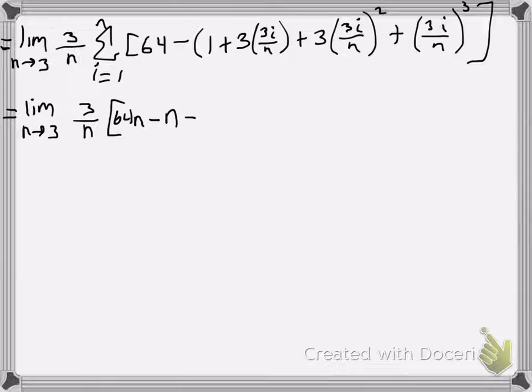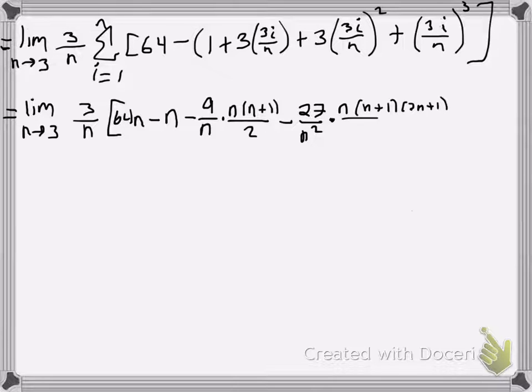Then you've got 3 times 3, so we're going to have 9 over n, and adding up the i's is n plus 1 over 2. The next piece, you have 3 squared, so you get 3 times 9, which is 27, divided by n squared. The formula for i squared is n plus 1 times 2n plus 1, all over 6. And then finally, minus 3 to the third power is 27 divided by n cubed. The formula for i cubed is n squared times n plus 1 squared, barely fit it in there, all over 4.